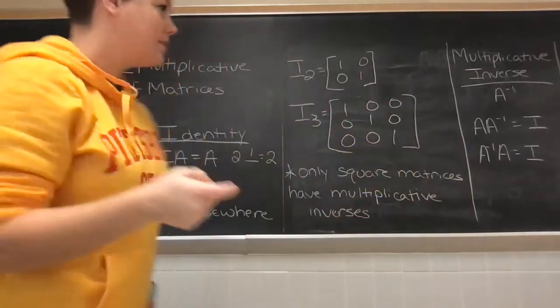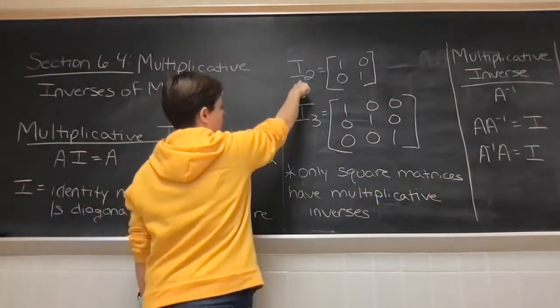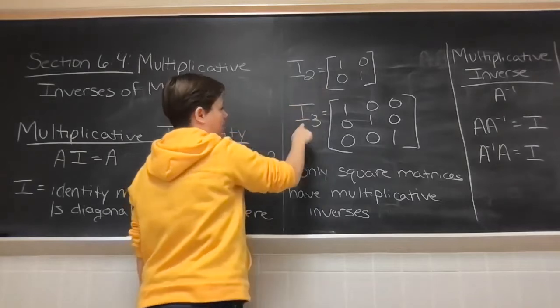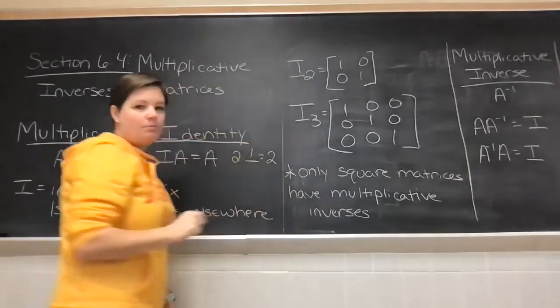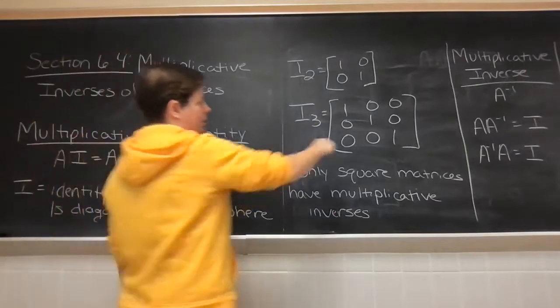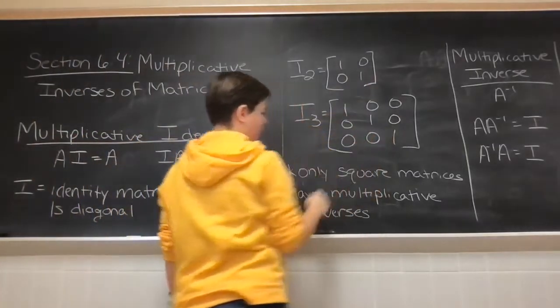And so I've written two examples. I've written the identity matrix for a 2 by 2 matrix, and an identity matrix for a 3 by 3 matrix. Notice there's ones going diagonally down, and then there's zeros everywhere else.